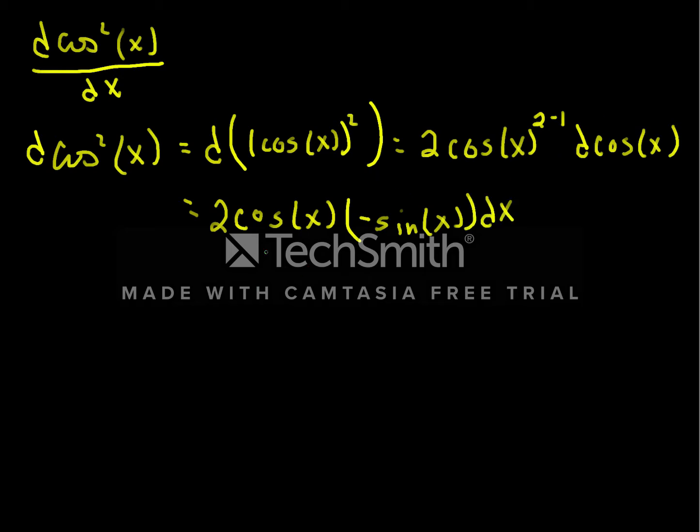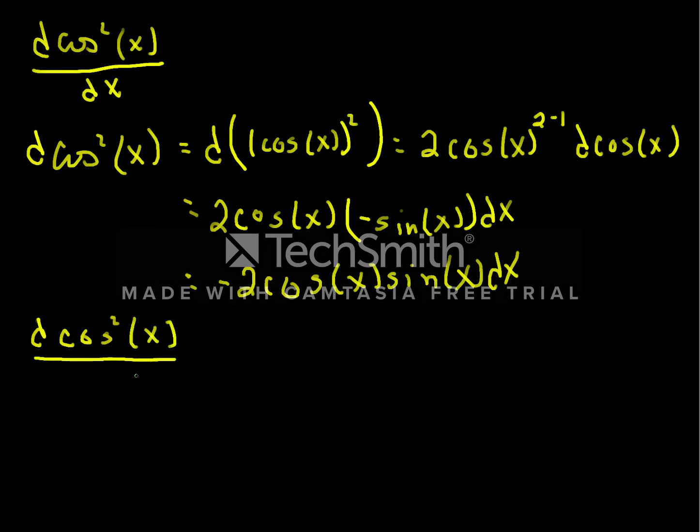Let me write this a little bit more so you recognize that's a negative. So this is negative 2 cosine of x times sine of x dx. So the derivative of cosine squared with respect to x: well, you take the differential, you divide by dx, that dx will cancel, so what you get is negative 2 cosine of x times sine of x. And that's our answer.